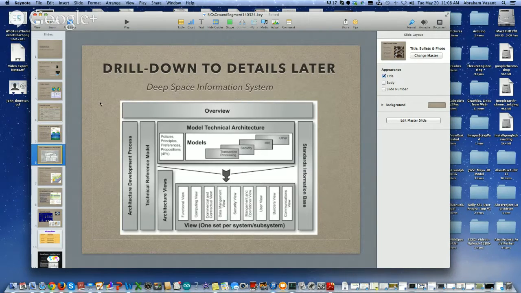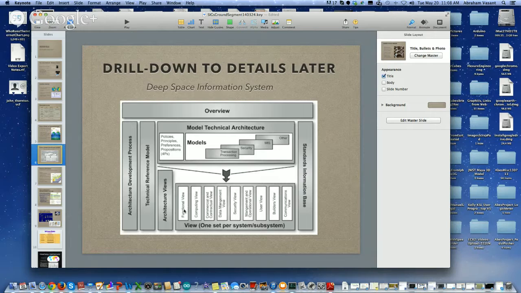Yes, the next big step that we'll be taking up, preferably Michael will address that the next week onwards, will be the deep space information system. After covering the overview, we will drill down into architectural development process, technical reference models, with several types of architectural views and the models of the technical architectures.